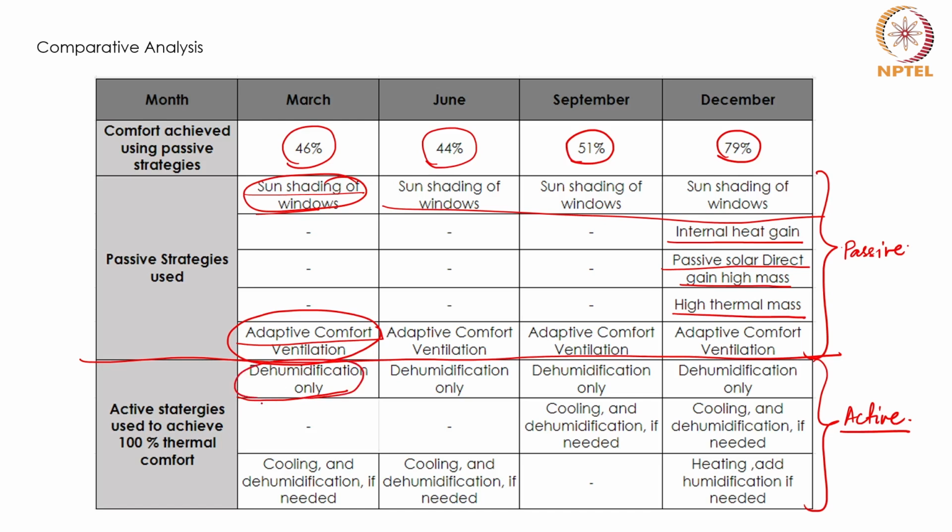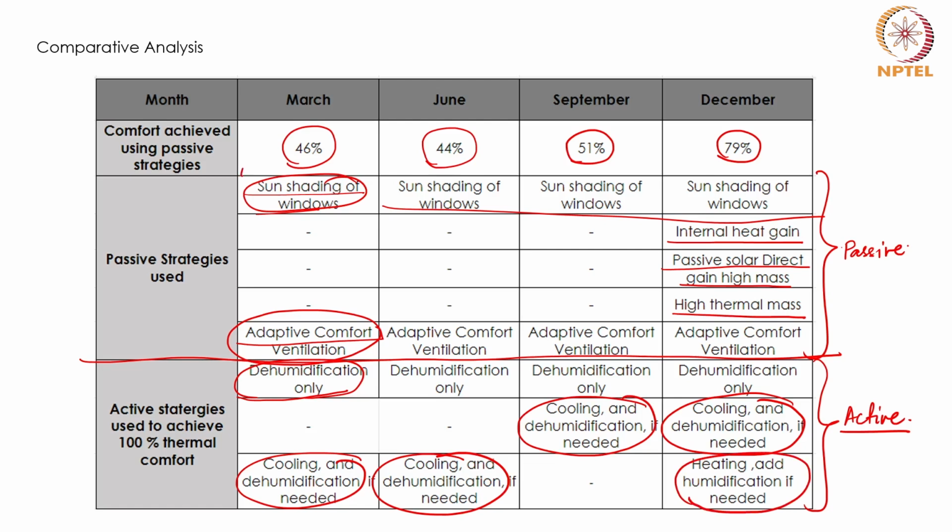Dehumidification alone is needed throughout the year, whereas during the months of September and December, there is some amount of dehumidification that could be needed. Whereas for the month of March, cooling and dehumidification is needed. In December, heating and adding dehumidification is needed for some hours.